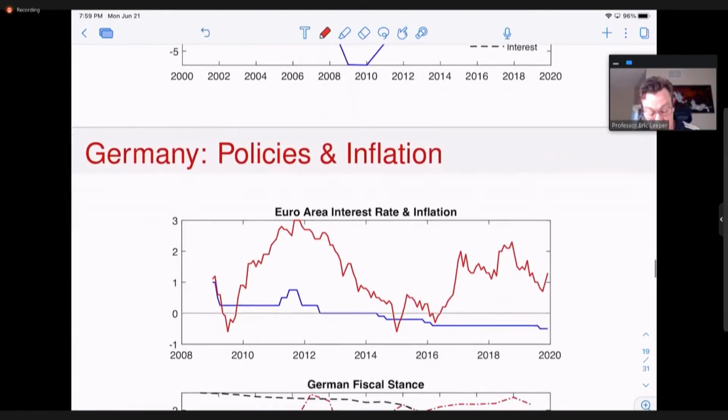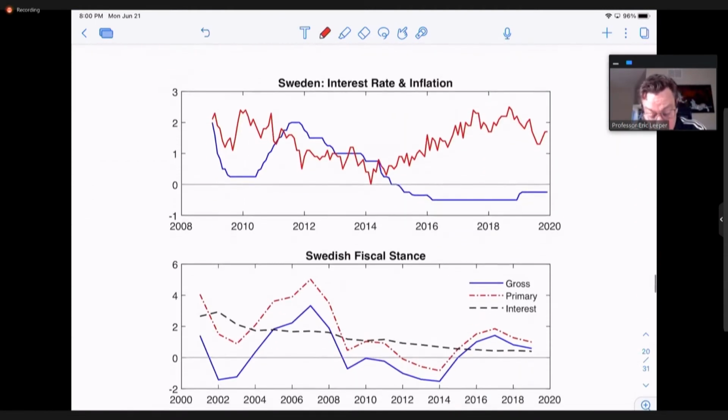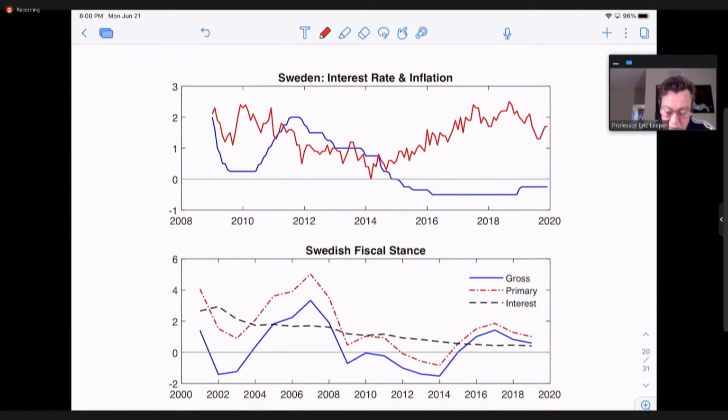That's even more pronounced if you just look at Germany, where after one year of deficits due to the financial crisis, they have been running primary surpluses. And this is in the face of declining interest payments on the debt. That's exactly the opposite of what the theory says you want to do if you want monetary policy to be effective. And then I pick on Sweden because I used to advise them, and they're in the same boat. You can see that interest rates are negative. And again, except for a very brief primary deficit, they've been running primary surpluses, in the face of declining debt service.